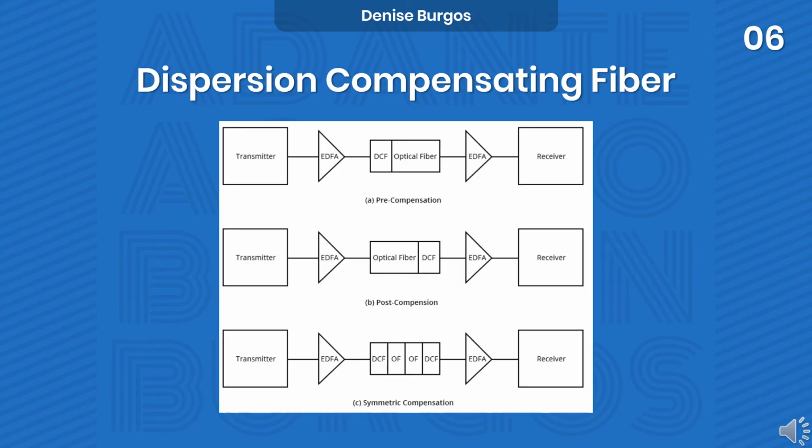Dispersion compensating fiber. It uses a fiber with large negative dispersion alongside a typical fiber. It contains a large value of dispersion of opposite sign to reduce the light dispersed by the traditional fiber. It has three primary schemes: pre-compensation, post-compensation, and symmetrical compensation, as seen in the figure.